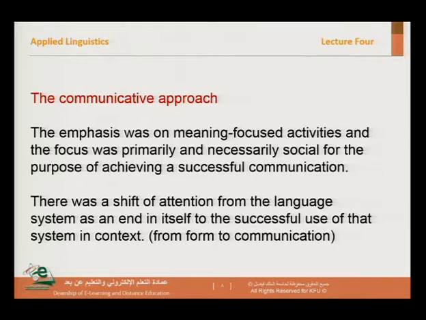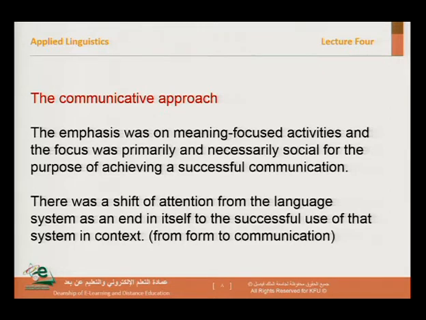And the focus was primarily and necessarily social, for the purpose of achieving a successful communication, which was ignored in most of the teaching methods that were actually dominant at the time, and that some of them have vanished, but some of them, even up until today, I've seen some classes who are still using the grammar translation method. So here the emphasis on meaning-focused activities.